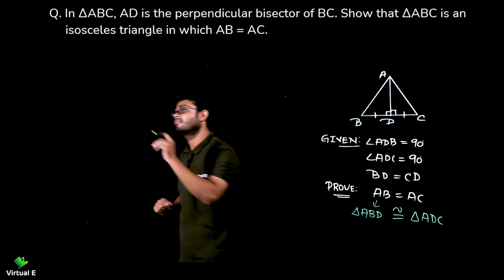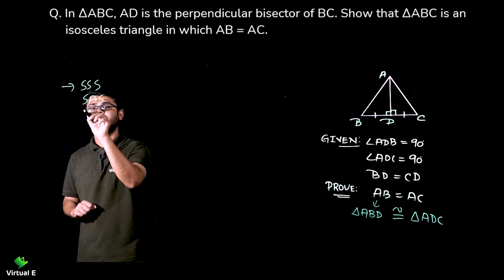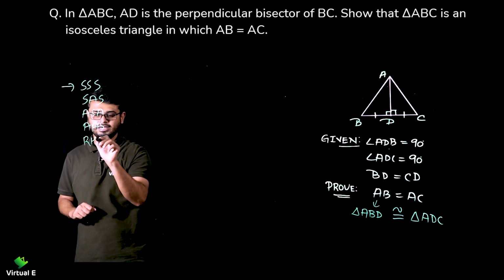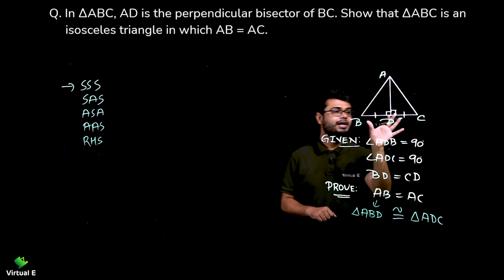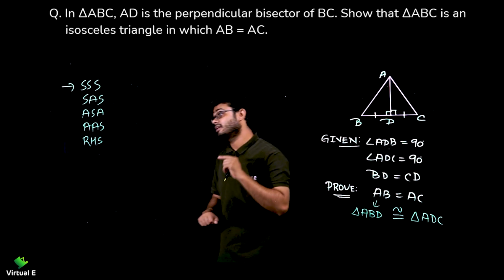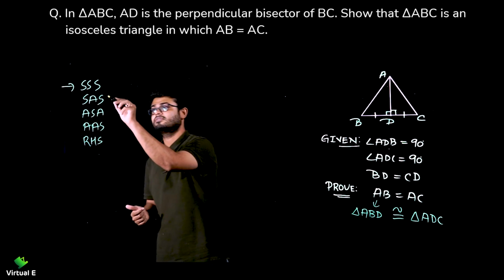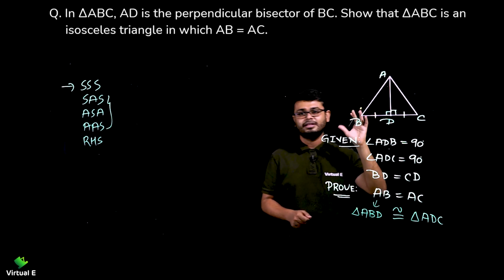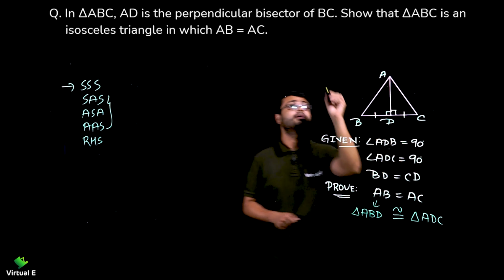So let's see, we have 5 conditions. First of all, SSS, SAS, ASA, then AAS, and RHS, right? This is the condition. So how shall we approach? See, first of all, we have one angle and one side. So one angle and one side, it means maybe SAS, ASA or AAS. Any of the three can be possible. So let's focus further. If you observe over here, I think by this time you are very habitual that AD is the common side between two triangles.